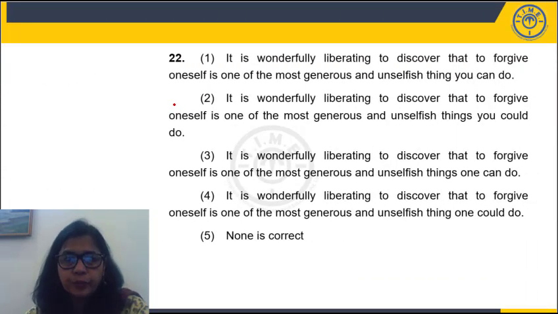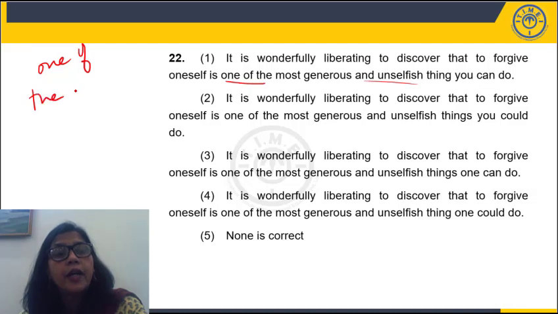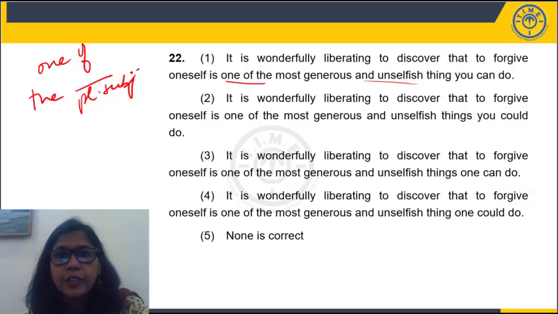Question number 22. The first statement given here. It is wonderfully liberating to discover that to forgive oneself is one of the most generous and unselfish thing you can do. Two very obvious errors. See, one of the always takes a plural. So remember, one of the, and it should be a plural subject. One of the boys, one of the cities, one of the countries, one of the players, right? So it should have been things.